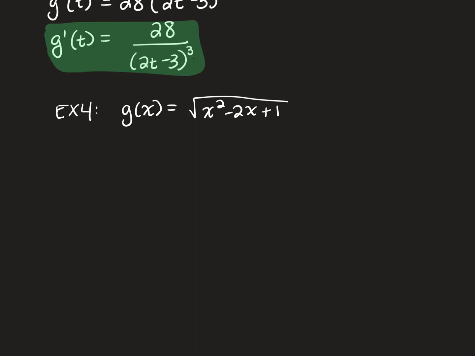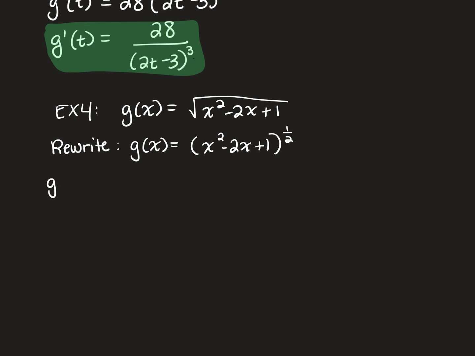All right, let's just do one more quick example here. And again, the idea of rewriting is going to be important here because I don't know what to do as far as finding the derivative of a square root, but I do know how to find the derivative of something raised to the 1/2 power. So x squared minus 2x plus 1 raised to the 1/2 power is something that I can work with.